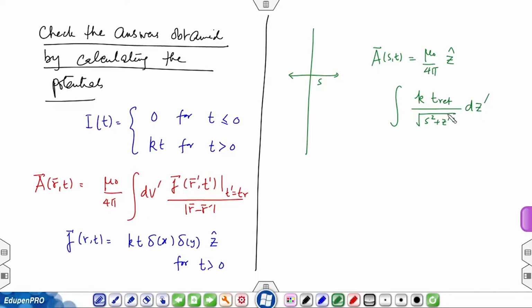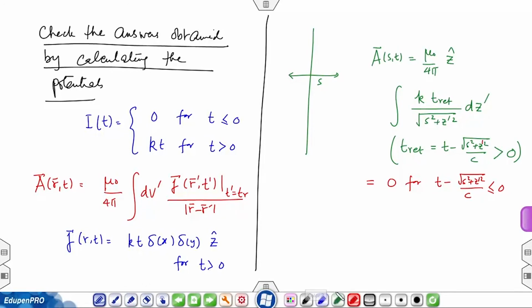t retarded means t minus square root of s square plus z square over c, and this is true only for this greater than 0, and otherwise is 0 for t minus square root of s square plus z prime square over c less than or equal to 0. This is z prime square.